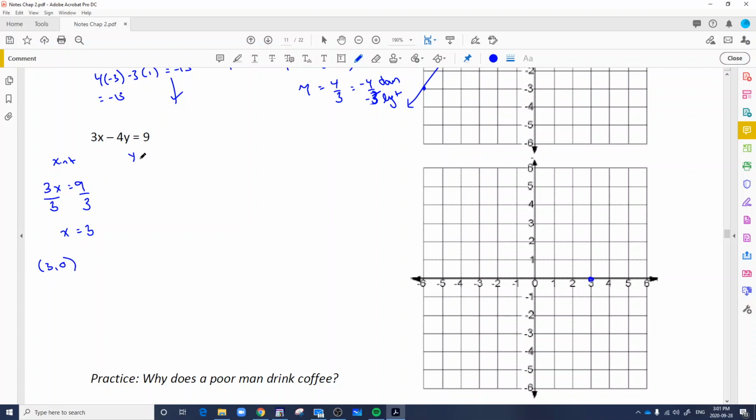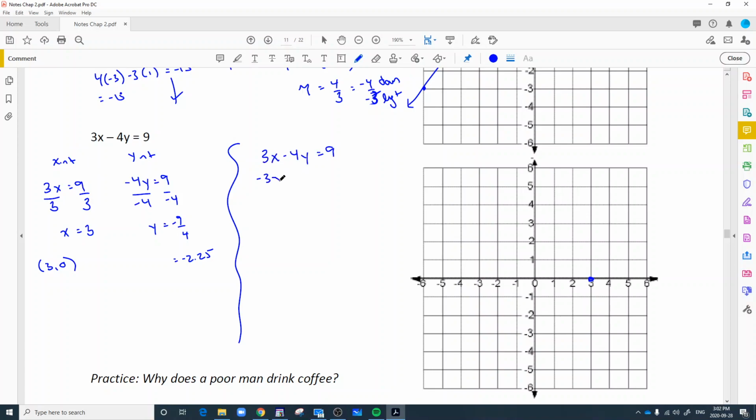The next thing I would maybe find is my y-intercept. So let x be 0, so -4y equals 9. Divide by -4. I get y equals -9/4. And again, even as -2.25, I'm not going to put this on my grid. But I need another point. So I could plug in a value of x, solve for y, or take your equation and solve for y.